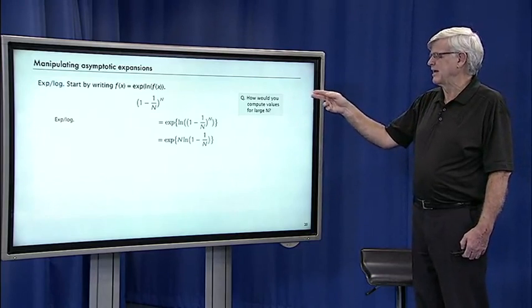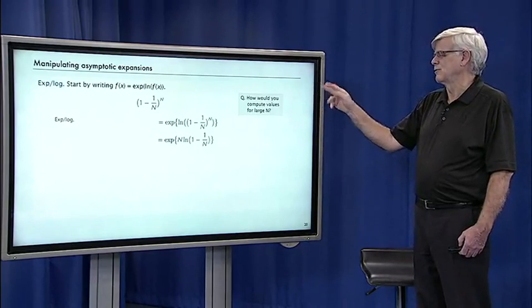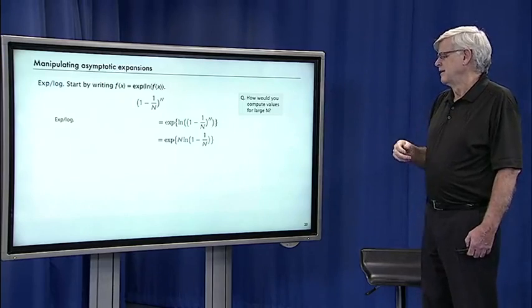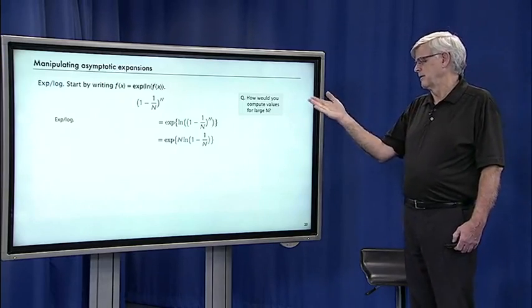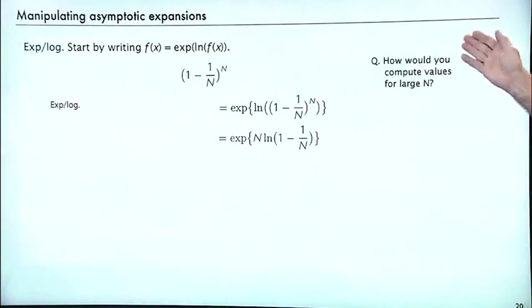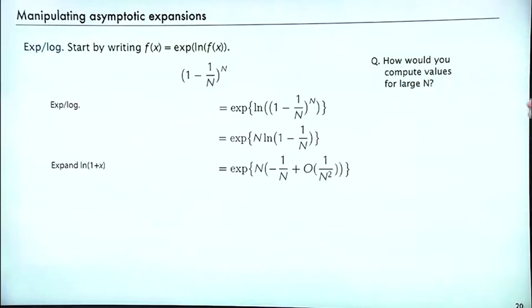So we write that as e to the log of (1 - 1/n)^n. Then we can bring the n down: it's n times the log of (1 - 1/n). Now if we expand log of (1 - 1/n), again using the Taylor series, we get minus 1/n plus big O of 1/n squared. And then doing the algebra, that's e to the minus 1 plus big O of 1/n.